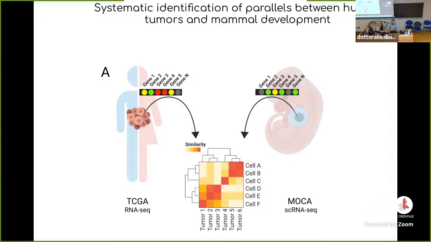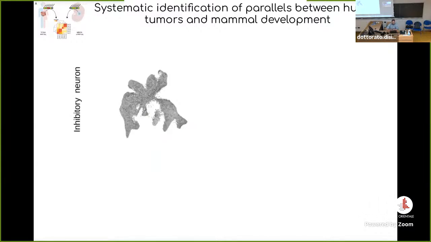The first step, again, is putting together the bulk RNA-seq sequenced tumors and the single-cell analyzed mouse embryo cells. The result of this comparison, performed by Spearman correlation coefficient, can be represented as such. This is a UMAP representation of approximately 100,000 cells that have been identified in the mouse development to contribute to the development of inhibitory neurons.